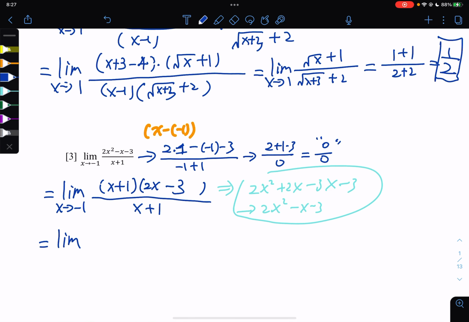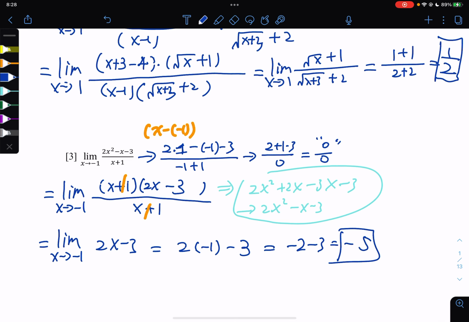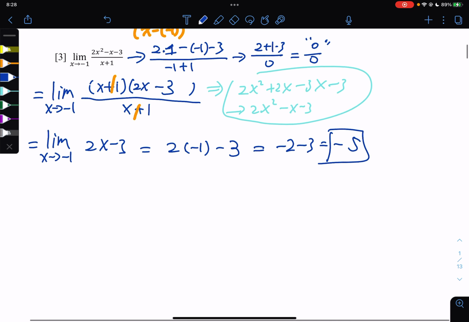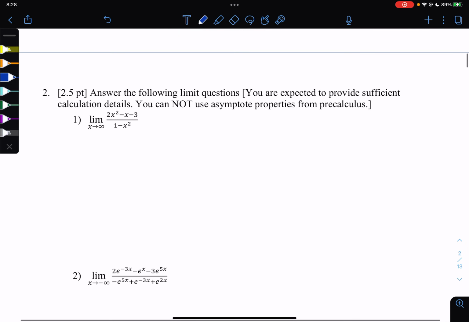Therefore, after the cancellation, my problem only has one term left in the numerator, which is 2x minus 3. So 2 times negative 1 minus 3, I have negative 2 minus 3, which is negative 5 as my final answer. Okay, so let's move on to the next limit question.